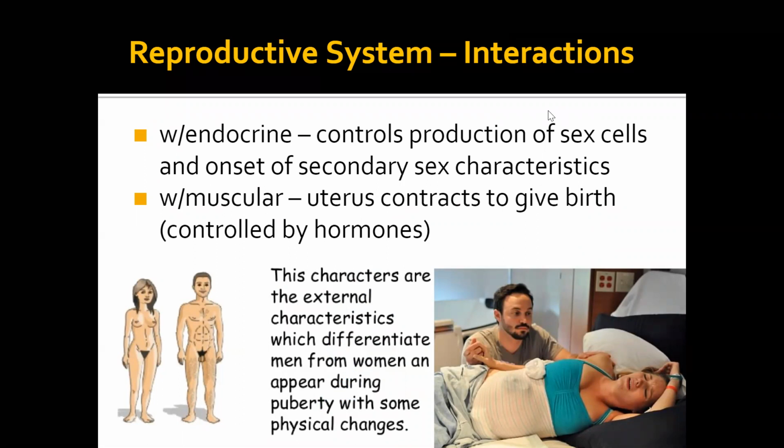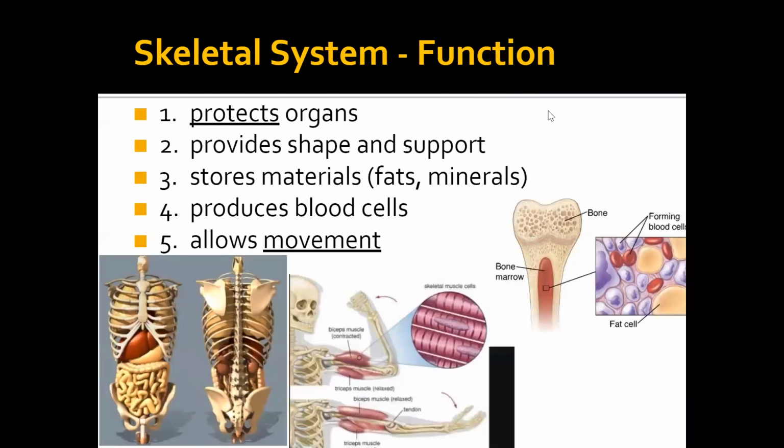But for women, it's going to be hair starting to grow. It's going to be the development of breast tissue. For males, it's going to be hair growing on your face. It's going to be your voice dropping. It's going to be all those things that appear during puberty. Those are going to be your secondary sex characteristics. The reproductive system is also going to interact with your muscular system. The uterus contracts to give birth, and that is again controlled by hormones, i.e. the endocrine system.